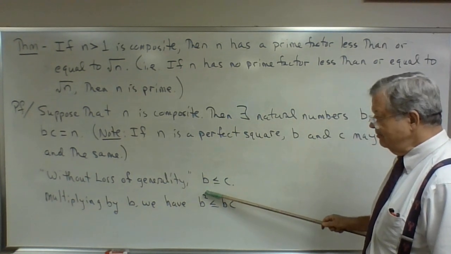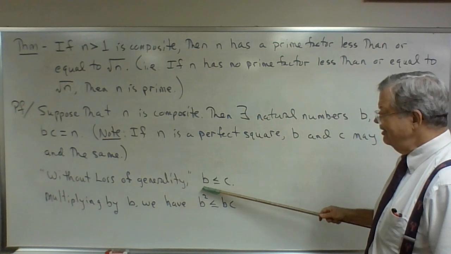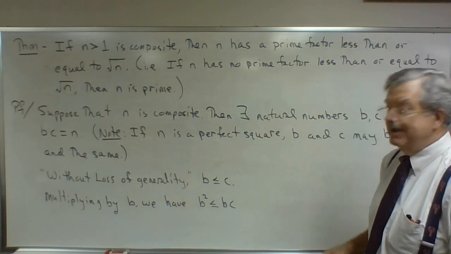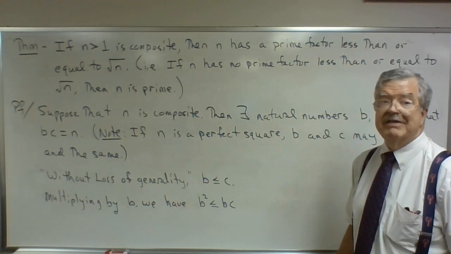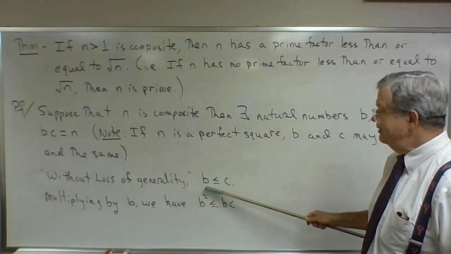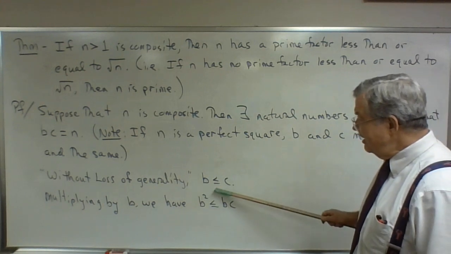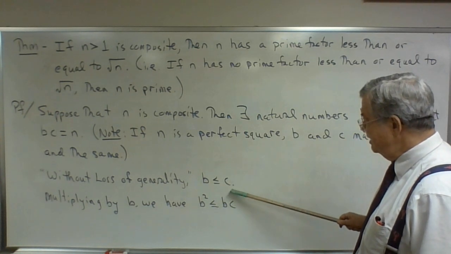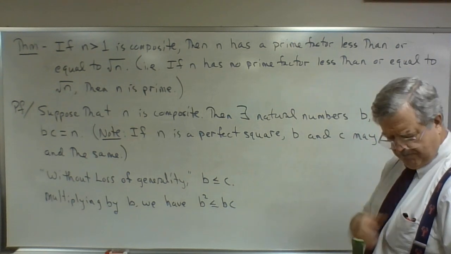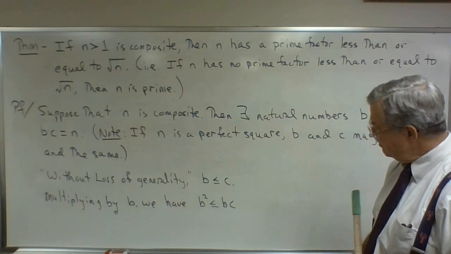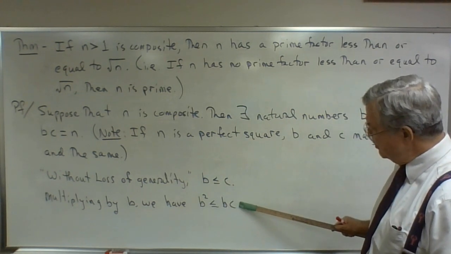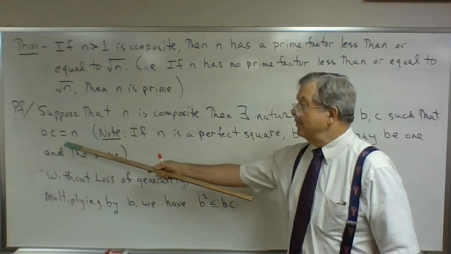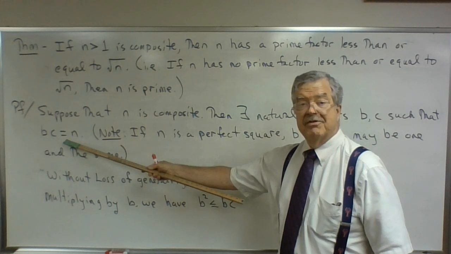So without compromising the validity of the proof, we can assume b is less than or equal to c. One of them's got to be less than or equal to the other, right? Take any two real numbers, one of them is less than or equal to the other. In this case, we just decided b would be the lesser. Now we take this inequality and we multiply both sides by b. So we get b squared less than or equal to b times c. And this looks highly relevant. Oh, right up here, b times c is a factorization of n.